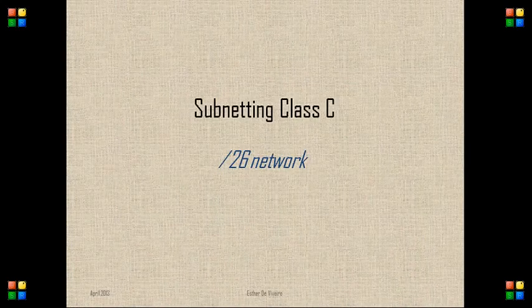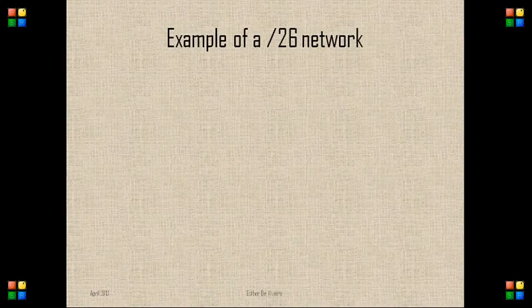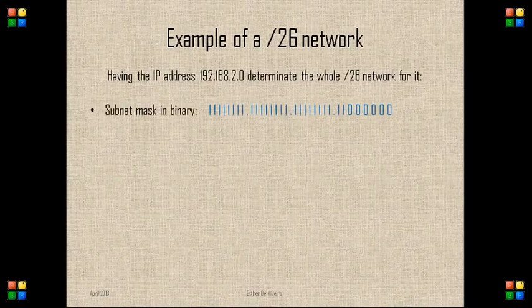So, /26 network. What you're going to do here is walk through an example. Given this IP address, we're going to determine the whole /26 network for it. Our first step is to calculate the subnet mask in binary, which is this one, having 26 bits on the network portion activated, like this, and 6 remaining bits on the host portion.